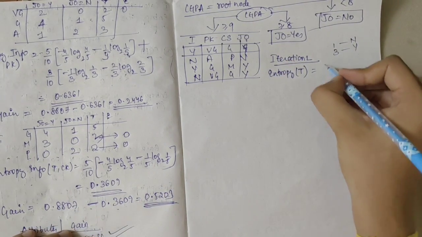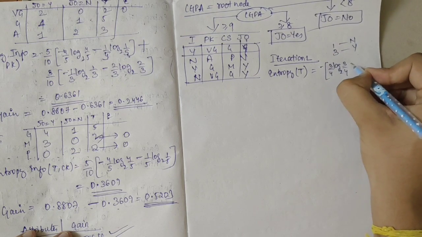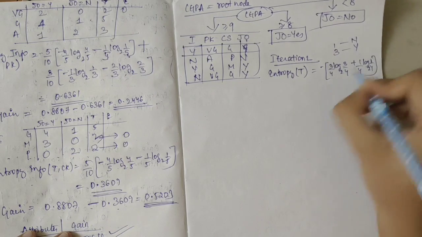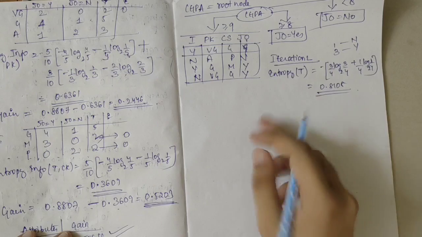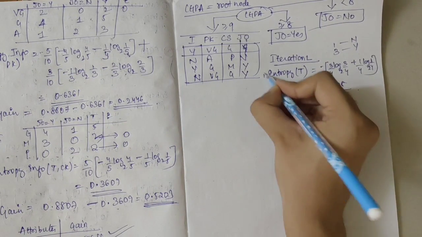So the entropy would be minus 3 by 4 log base 2 3 by 4 plus 1 by 4 log base 2 1 by 4. So if I solve this, I would get 0.8108. So I have obtained the main entropy for the job offer. Now I'll look into them 1 by 1. Okay, so this was my first step.